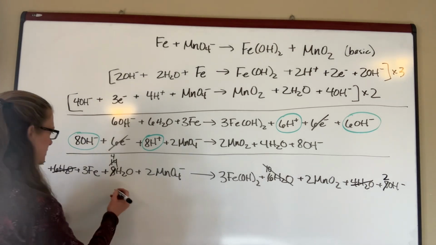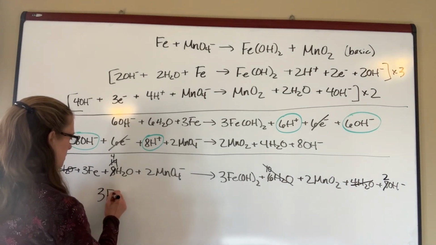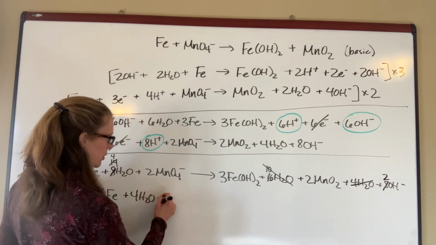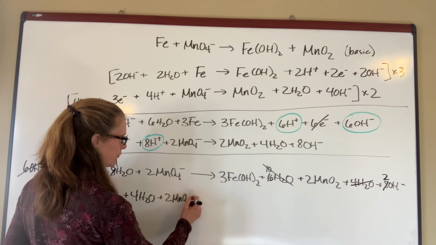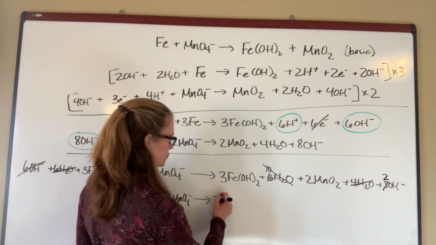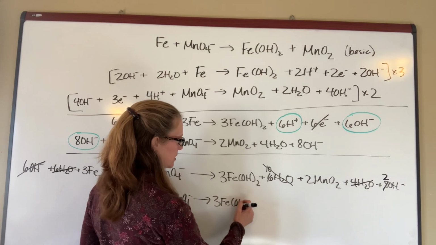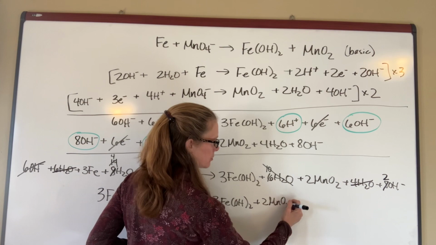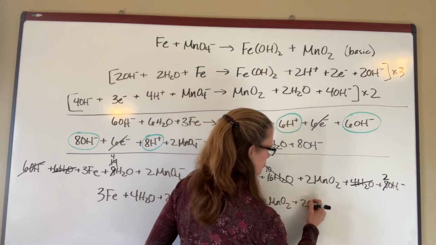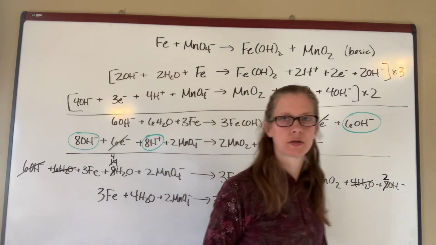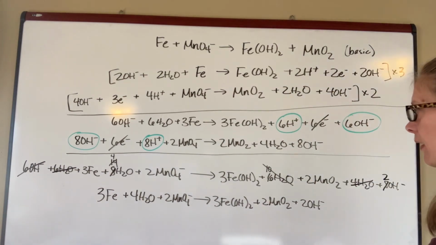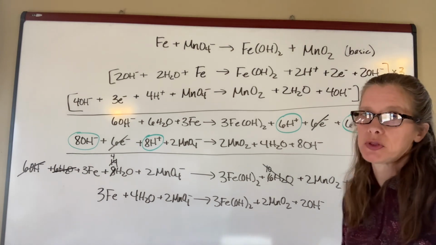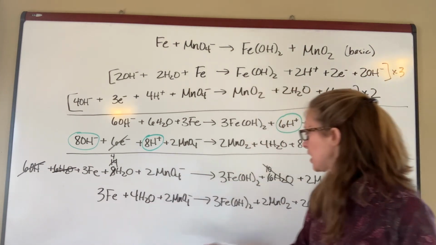So when I finish this up, then I'm going to have 3 Fe's plus 4 H2O's plus 2 MnO4 minus yields 3 iron hydroxides plus 2 MnO2 plus 2 hydroxide ions. Okay, so now I need to go through and be sure that I have everything balanced. So I'm going to start with the iron because it's the easiest. I have 3 irons and 3 irons.